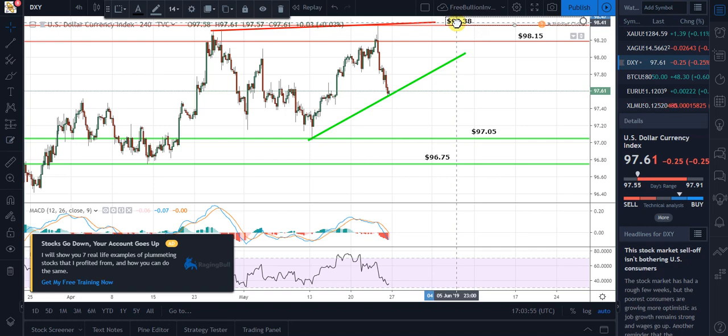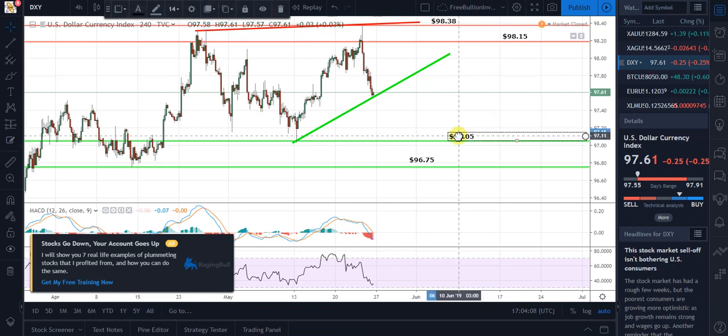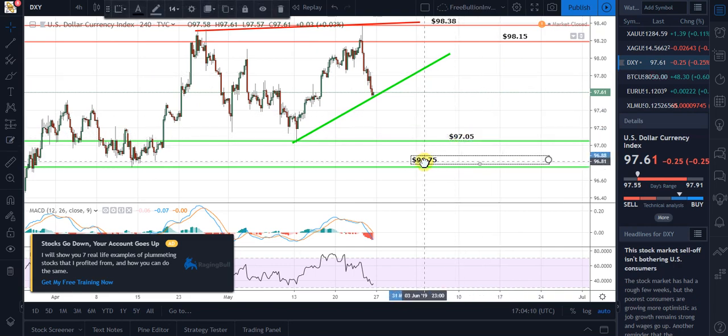So that's really the outlook for the US dollar. We have a rising wedge pattern, which is negative. It's expected to fall. As far as what makes it fall, it's anyone's guess. But we do have support at 97.05 and 96.75.